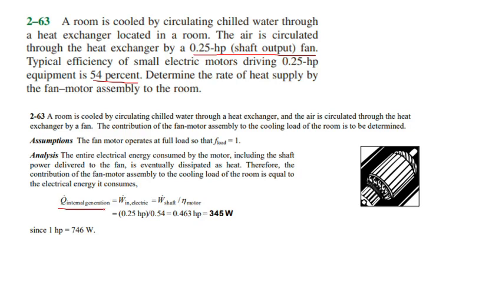Shaft output is given. You know, efficiency is output over input. Output is also given, which is 0.25 horsepower, and efficiency is also given, 54%. Where heat supply, heat input you have to find. So heat input will be equal to output over efficiency. So output is 0.25, efficiency is 0.54. Just divide, you will get your answer.